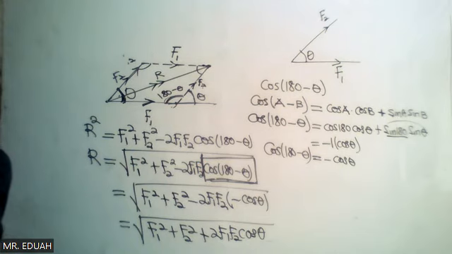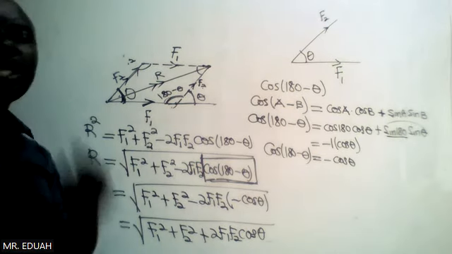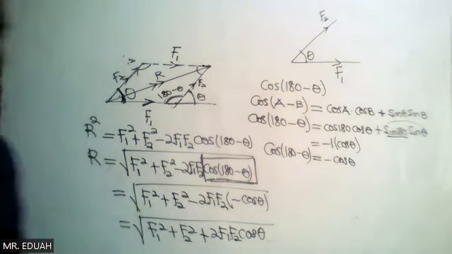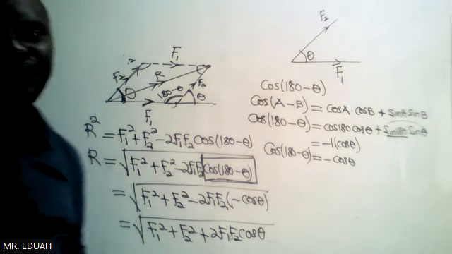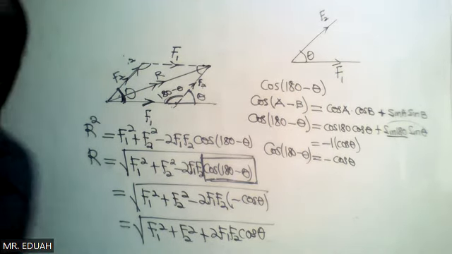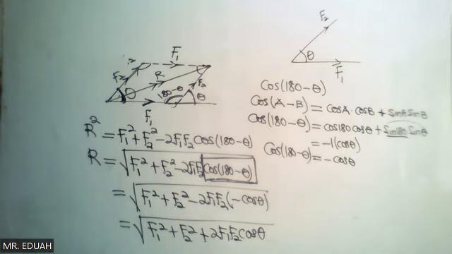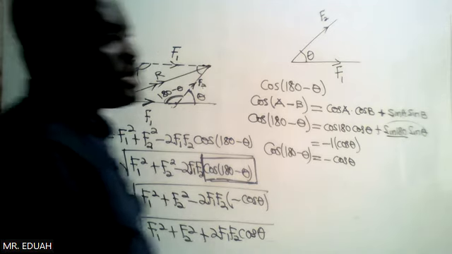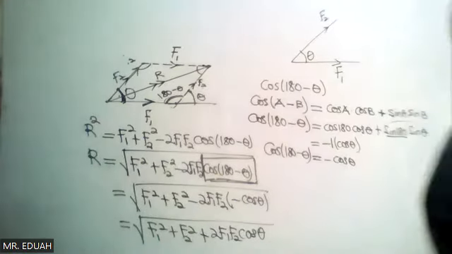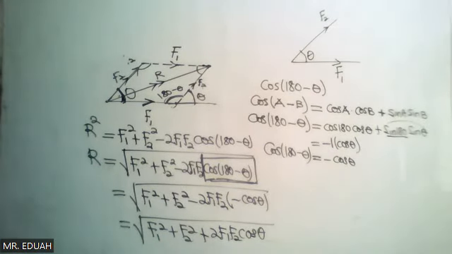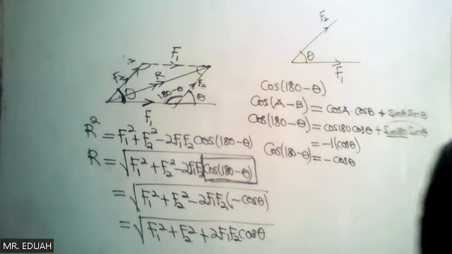Let's solve a question. The angle between two forces of magnitude 10 Newton and 15 Newton is 60 degrees. Do I clean the board? No, please. The angle between two forces of magnitude 10 Newton and 15 Newton is 60 degrees. Find the resultant force and the direction of the resultant force.